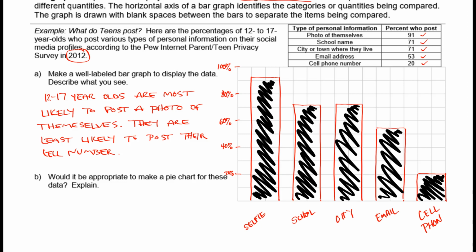People in this 12 to 17-year-old age group are most likely to post a photo of themselves. That's the 91% category, nearly all of them, and least likely to post their cell number. And cell phone is spelled with an E.